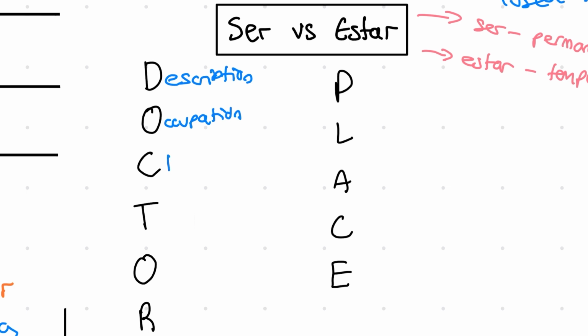C is for characteristics. This is more like adjectives to describe you. So either things are pretty, things are like you're smart, you're funny, you're kind, those sorts of personal adjectives. Even to describe the appearance of things, so the color, to describe if a house is big, small, pretty, ugly. Then T is for time and date.